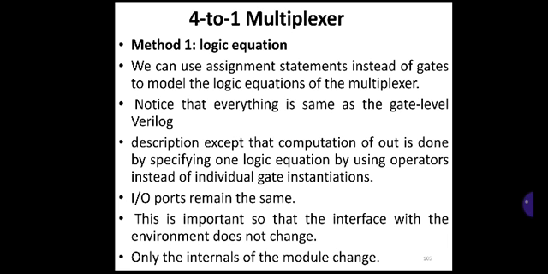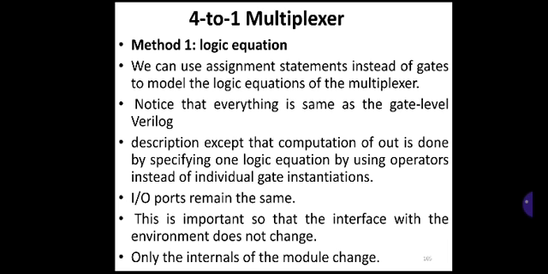The first one is using logic equation. You have come across the 4:1 multiplexer in digital electronics. The Boolean expression for the 4:1 multiplexer is: if the output signal is out, the input signals are I0, I1, I2, I3, and the select signals are S1 and S0, then the out signal is going to be S1 bar S0 bar I0 plus S1 bar S0 I1 plus S1 S0 bar I2 plus S1 S0 I3.